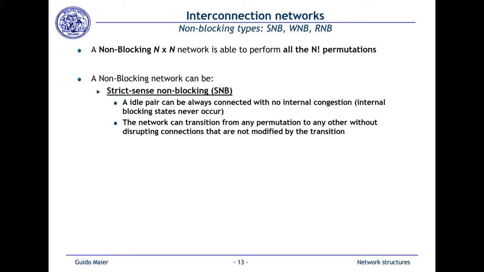So, here we have 0, 2. 2, 1. As you can see, the connections 0-2 and 2-1 were existing in the previous permutation and are still existing in the permutation where we want to go. So these connections are not involved in the permutation because they don't change. We want only to change these two connections that previously were set in this way, and now we want to set them in this way.